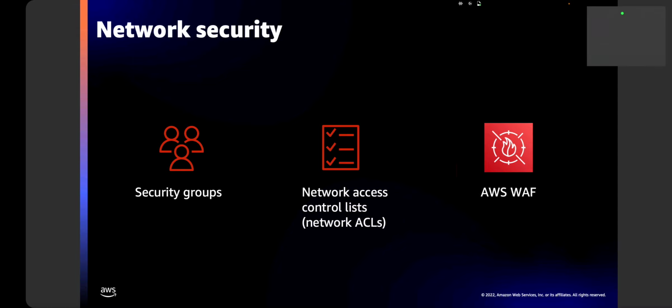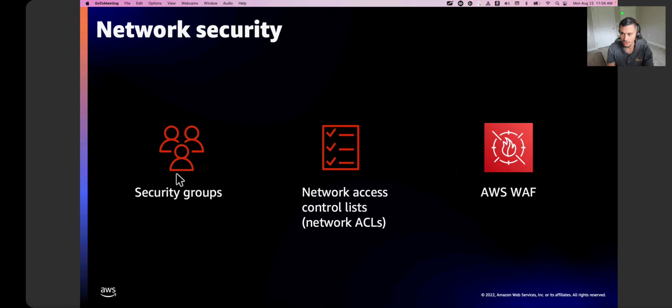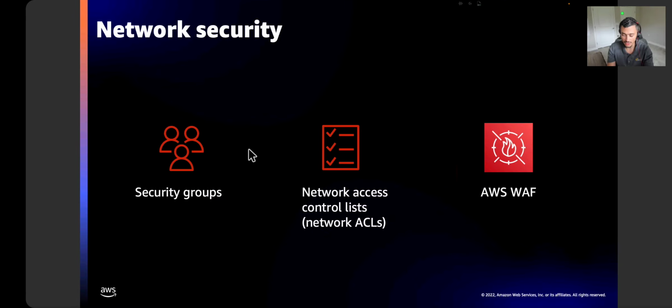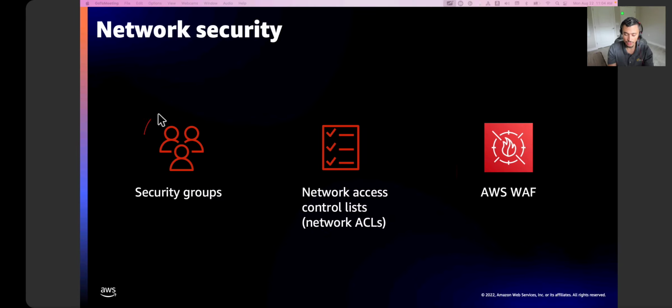Okay, so we were talking about how we can achieve that security. And when we're talking about network level security, we need to understand a couple of things. So we need to be able to understand the differences between security groups and network ACLs, right? These are two measures that we can apply within an Amazon VPC, right?